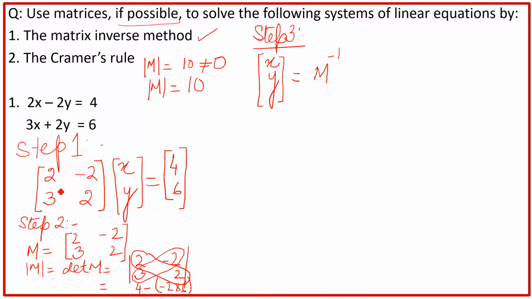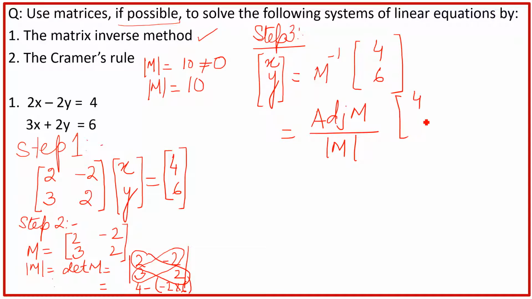So X and Y, this is called M. We will take it to the other side, and 4 and 6 will remain the same. Now we have learned in the previous lesson that M inverse equals the adjoint of M divided by the determinant of M, and 4 and 6 will remain the same. Or I can write it like this: 1 over the determinant of M, and here I will write the adjoint of M and 4 and 6.